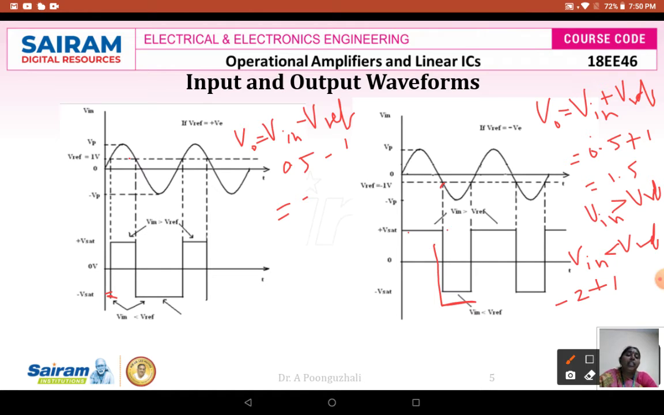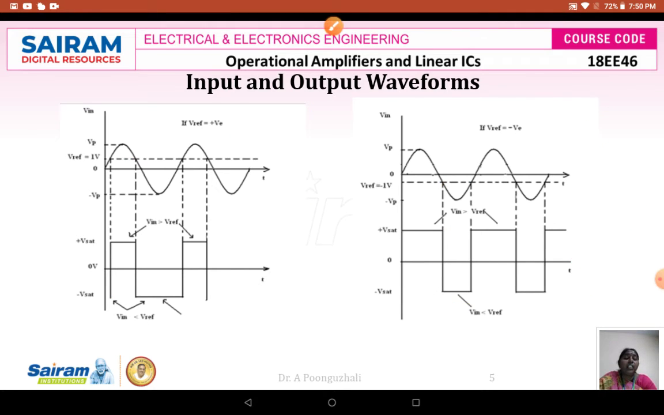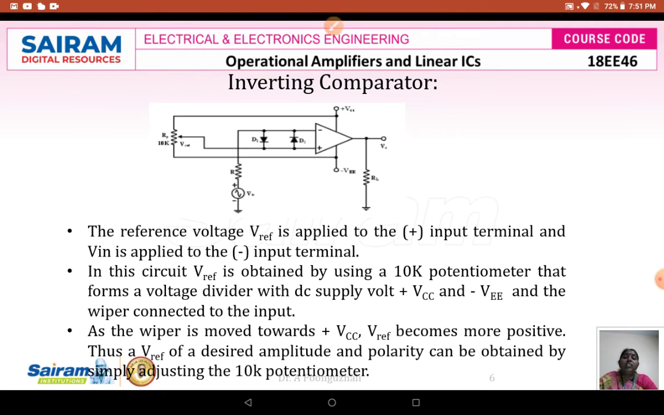Similarly, above this point my V in is going to be greater. I can see that minus 0.5 plus 1 is 0.5, which means automatically my output is going to go to plus Vsat. So this is how your input and output waveforms are going to be for a non-inverting comparator with positive voltage reference and negative voltage reference.